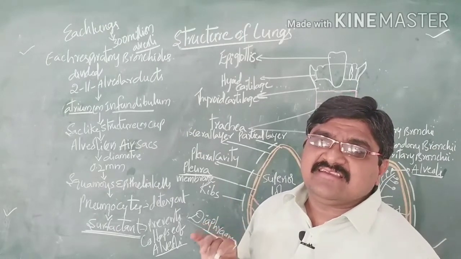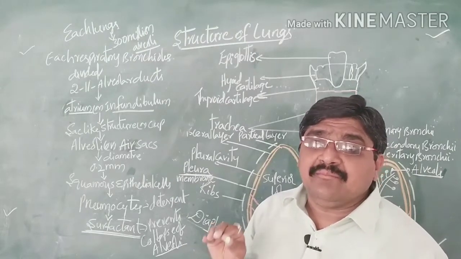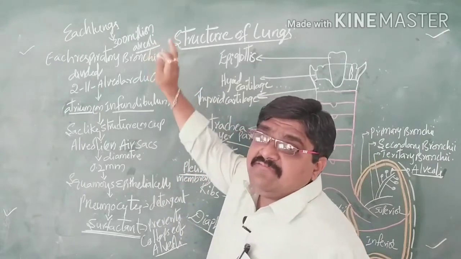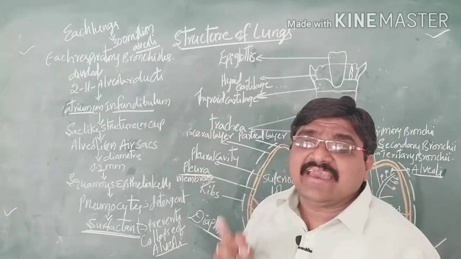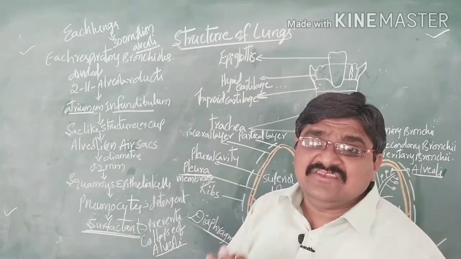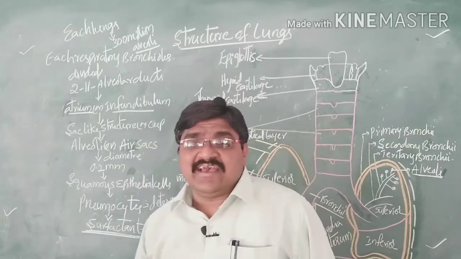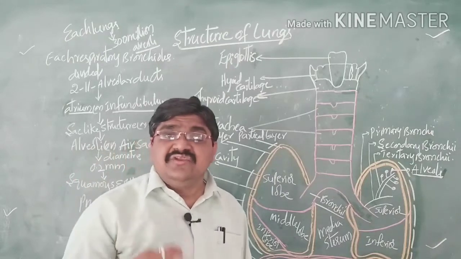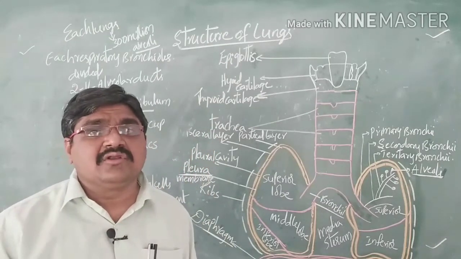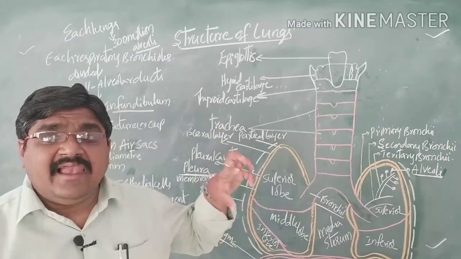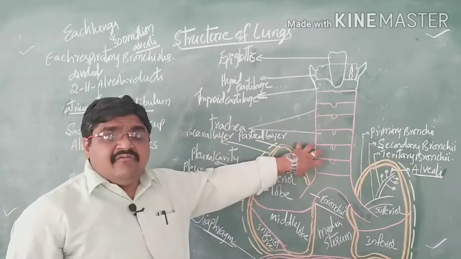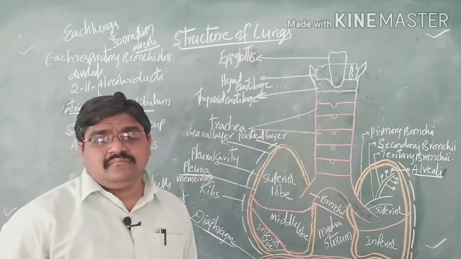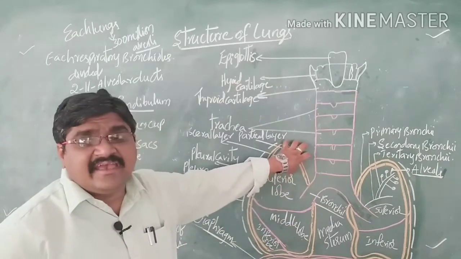Each lung consists of 300 million alveoli, which are helpful for the exchanging of gases. Due to the exchange of gases, these are called the structural and functional units of the lungs. This is about the structure of the lung. This is a very important diagram for the theory, so you have to practice this diagram.